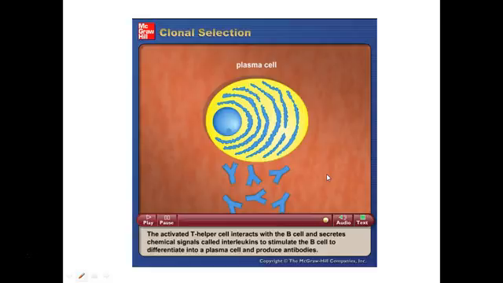But sometimes we need the other classes, right? We need greater protection. We need IgG that can get out of the bloodstream and cross the placenta. Or maybe we need mucosal protection. Maybe we need IgA, depending on what we're dealing with.